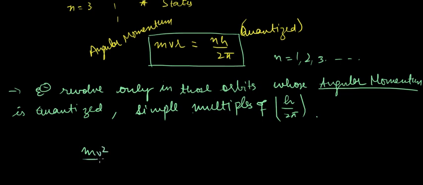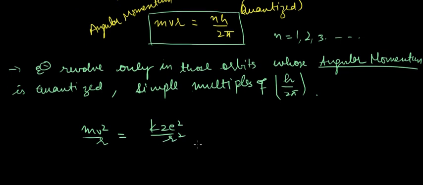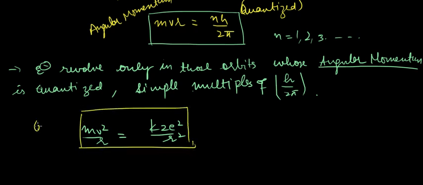So we have again mv square upon r equal to kze square upon r square, which is simply mapping the centripetal force with the electrostatic force. This is the centripetal force, and I am simply equating it with the electrostatic force.